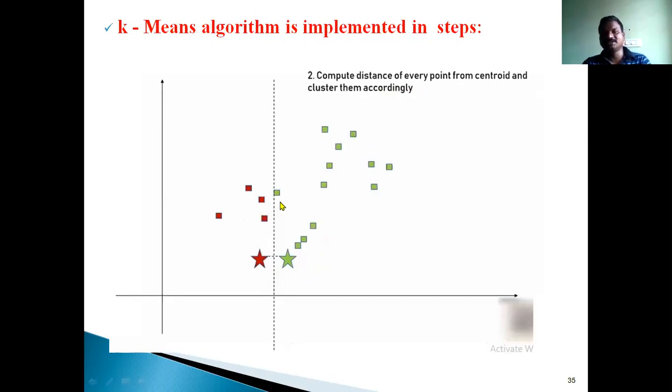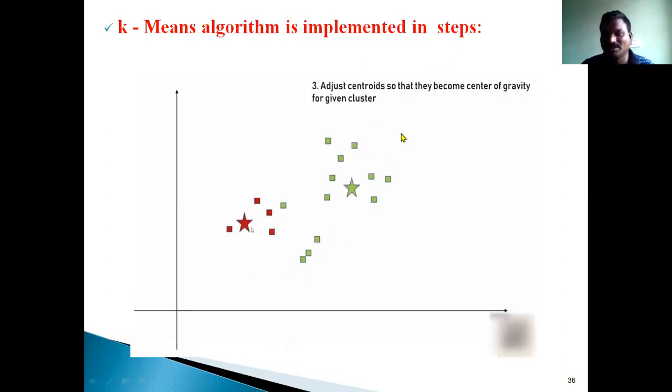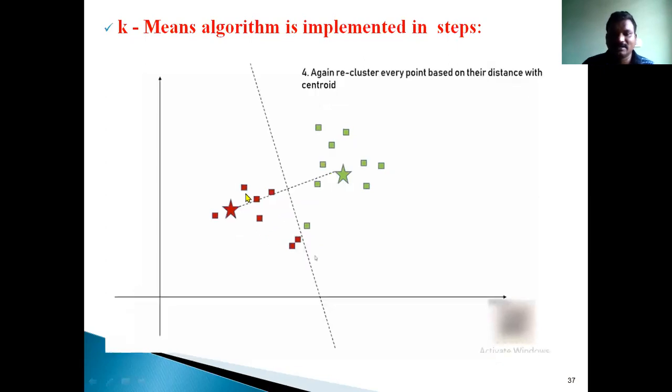Compute the distance of every point from the centroid and cluster them accordingly. Here you have to perform the clustering, and then adjust the centroids so that they become the center of gravity for the given cluster. Adjust the centroids, and then reassign the clusters based on the different points.